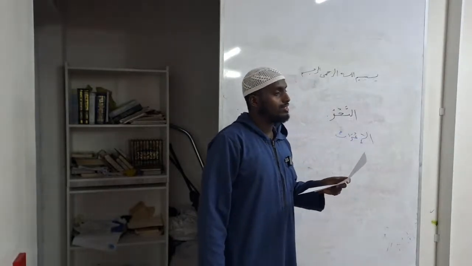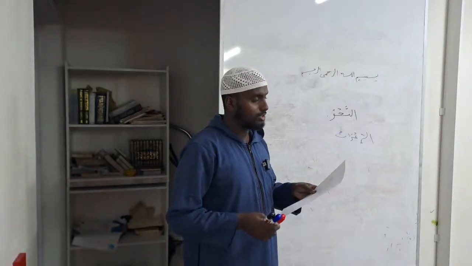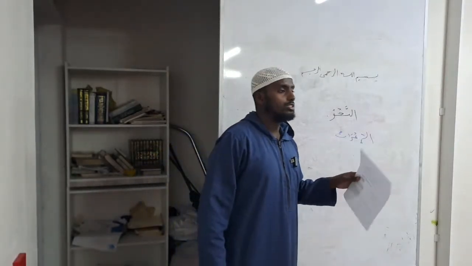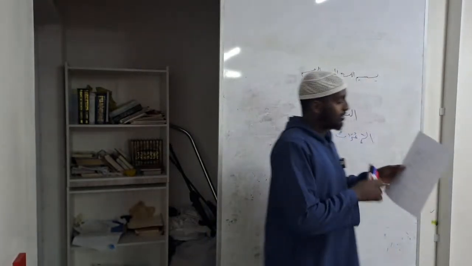And the third case is jar. The sign of it is a kasra, and the word in this state is called majroor. And then we have jazm, which is the sign of it is sukoon, and the word in this state is called majzoom. The last part here, al-bina.